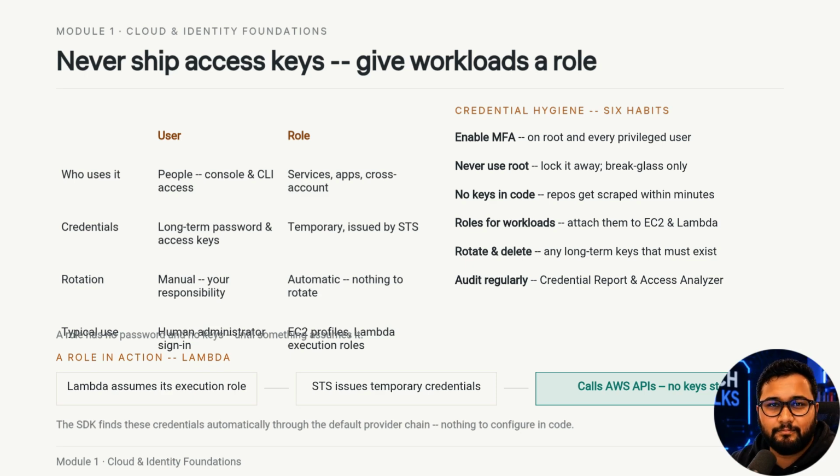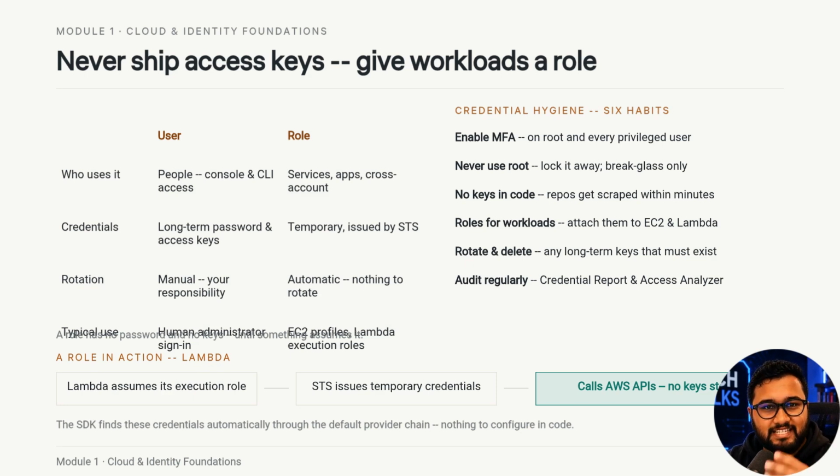Now look at the Lambda example. When a Lambda function starts, it automatically assumes its execution role. STS provides temporary credentials. The AWS SDK retrieves those credentials automatically. That means your application code doesn't need hard-coded secrets. The credentials are temporary, managed by AWS, and disappear when they expire. This is one of the biggest mindset shifts for developers moving to AWS. Instead of managing secrets yourself, let AWS manage identities securely.